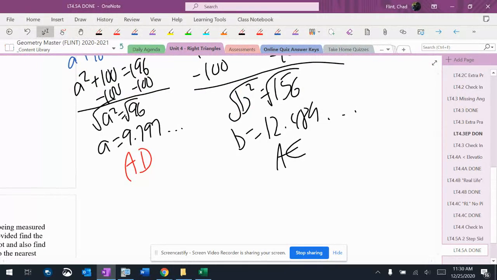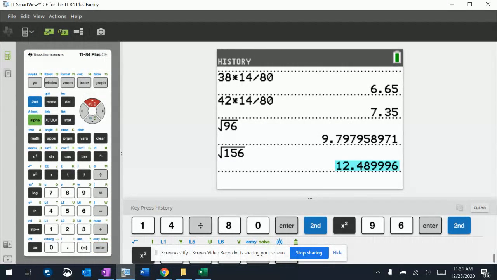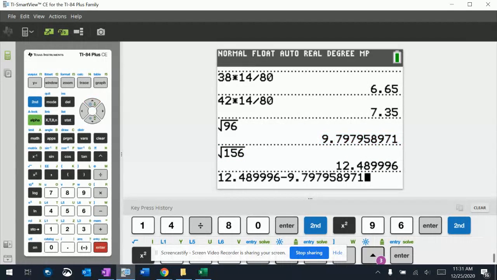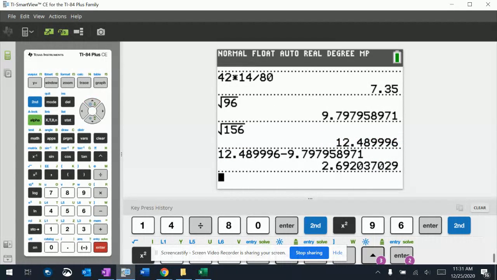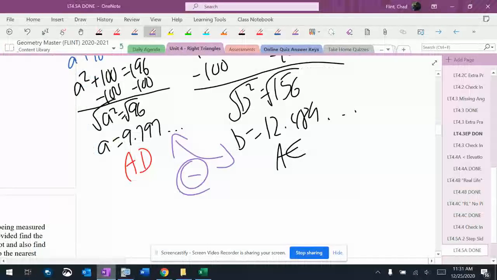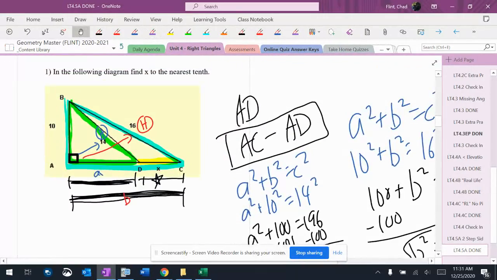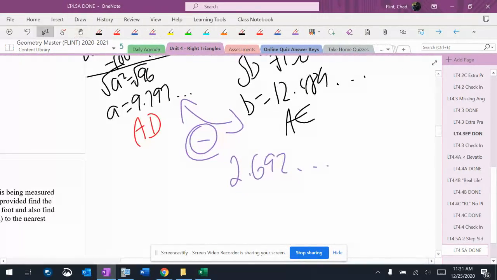So I'm going to subtract these two right here in my calculator. I'm going to grab that one, and I'm going to subtract that one. And I get 2.692. It says nearest tenth, so I'm going to round that 6 using the 9, and I'm going to get 2.7.